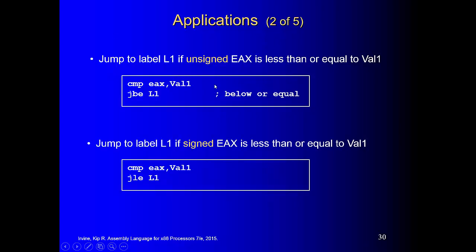This one is for signed EAX. So we compare EAX with variable 1, we say jump less equal. If EAX is less than or equal to variable 1, we go to L1.